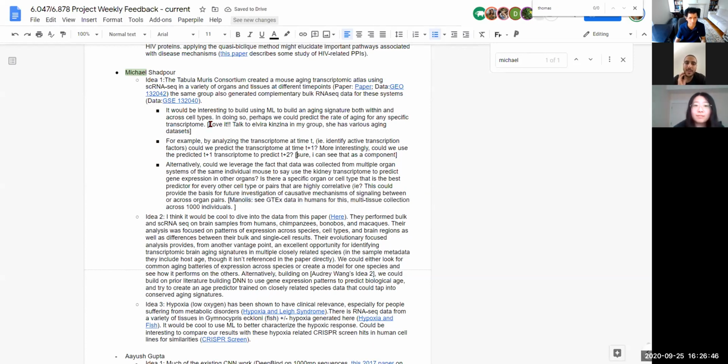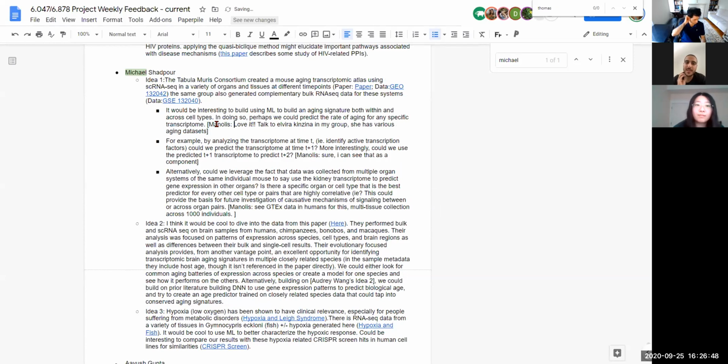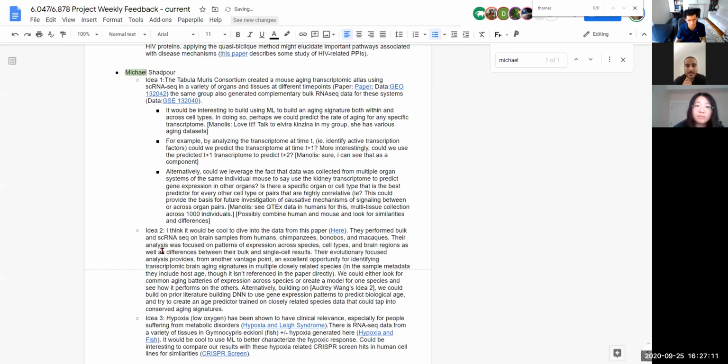Yeah, one benefit I was thinking of using this mouse cell atlas is that the actual genome is the same and the environment is the same, so it might be easier to zone in on aging factors, but I don't really know. Yeah, all right. Yeah. Possibly combine human and mouse and look for similarities and differences. Okay.